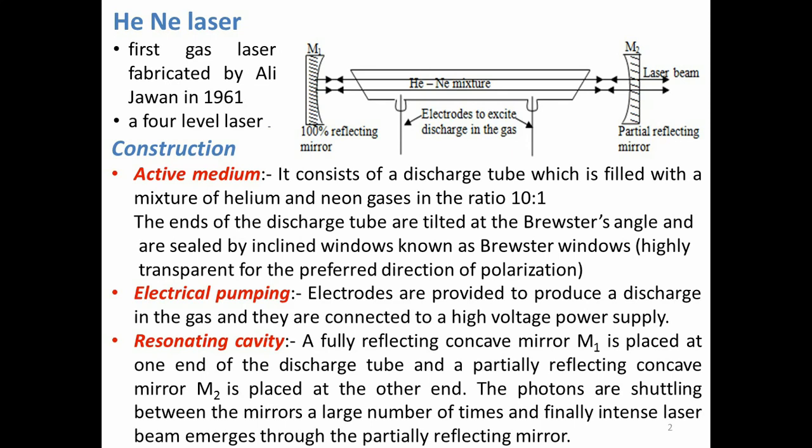Third component, resonating cavity. It consists of 2 mirrors, M1 and M2. Here the mirror M1 is fully silvered, so it acts as a 100% reflecting mirror. The second mirror M2 is partially silvered, so it's partially reflecting and partially transmitting. Then the photons produced during stimulated emission are shuttling between these 2 mirrors a large number of times, and during each transition it stimulates more and more atoms and thereby produces more and more photons, and finally the powerful laser light emerges out through the partially reflecting mirror. This is the construction of helium neon laser.